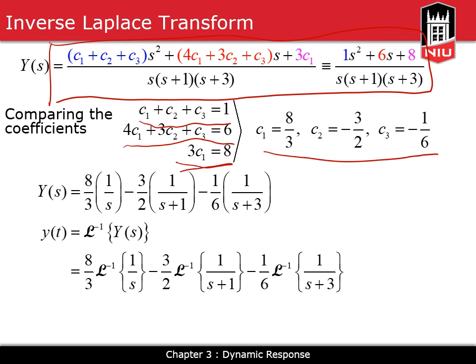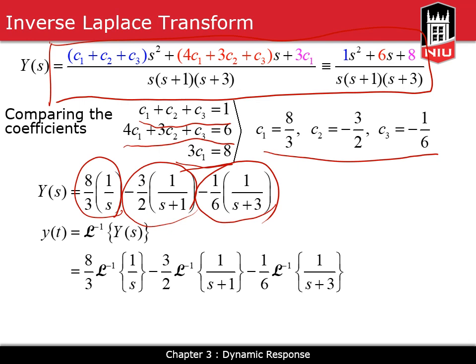As soon as you have those constants, you can go back to the partial fraction expansion form of y of s that we had in the previous slide. C1 over s, that is this first term. We can actually separate C1 from the 1 over s. Then C2 over s plus 1 was the next term. C2 is negative 3 over 2, so multiply that by 1 over s plus 1. And the third one was C3 over s plus 3. C3 is negative 1 over 6, and multiply that by 1 over s plus 3. So we have those individual parts.